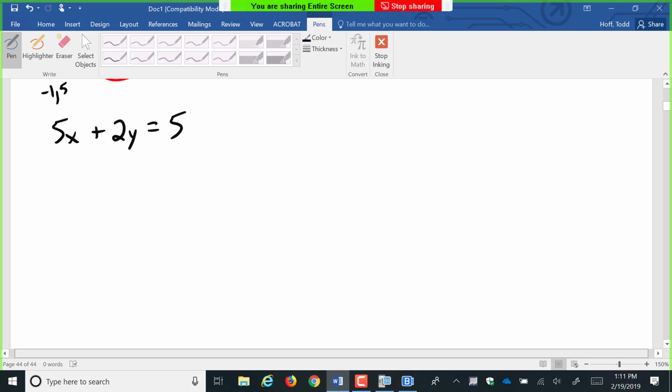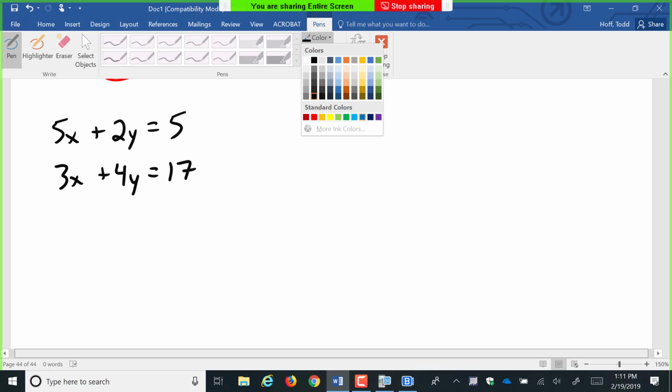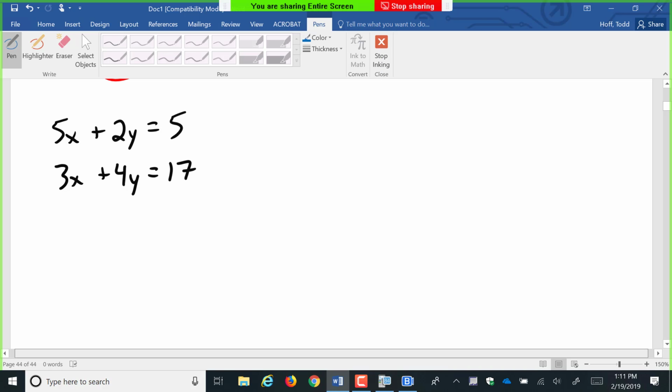So 5x plus 2y equals 5. 3x plus 4y equals 17. I'm going to give you guys a minute to look at that, and then I'll have you guys tell me which variable we want to eliminate. So if we were going to eliminate the x, what would both of those have to turn into? 15 would be the least common multiple.